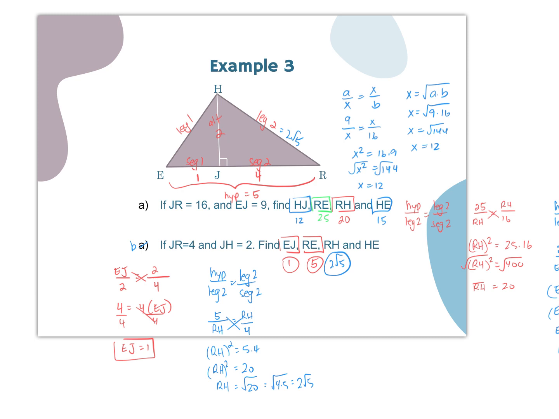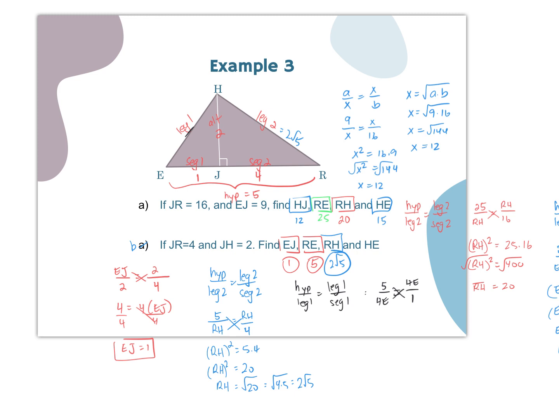And now I'm going to utilize those same skills to figure out what HE equals. So again, HE is leg 1. So I know my formula is going to be the hypotenuse over leg 1 equals leg 1 over segment 1. So my hypotenuse is 5. Leg 1 is HE. I don't know what it is. And that's going to equal HE again, all over segment 1, which is 1.